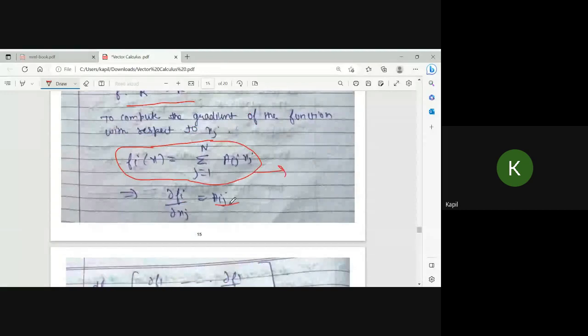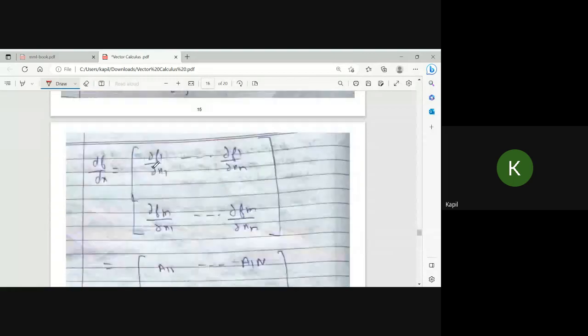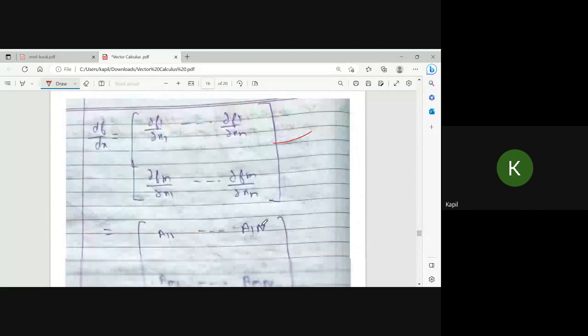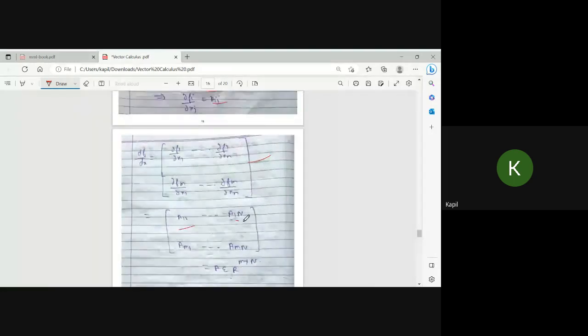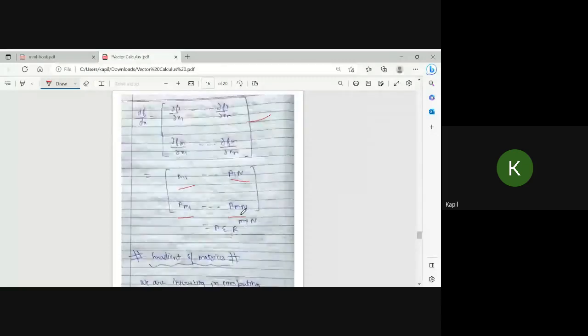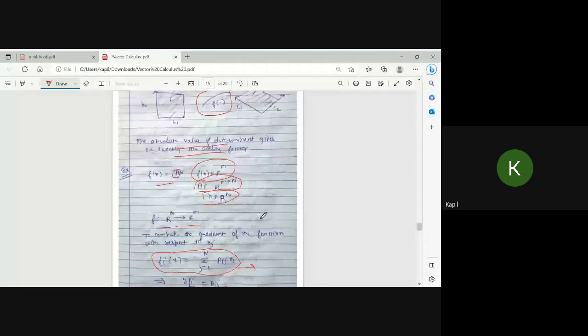df by dx is nothing but the collection of partial derivatives. In the previous example we have seen df by dx like this. So del f1 by del x1 we can find from here. This comes out to be a11, this comes out to be a1n, this comes out to be am1, and so on up to amn. So this will become our A matrix, which is an m cross n dimensional matrix, after finding the gradient of this function f(x) equal to Ax.